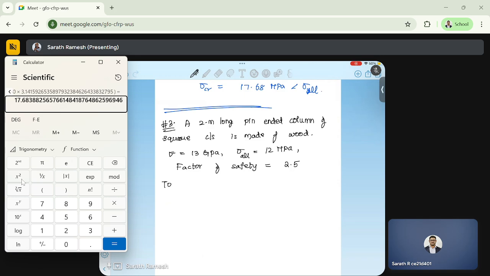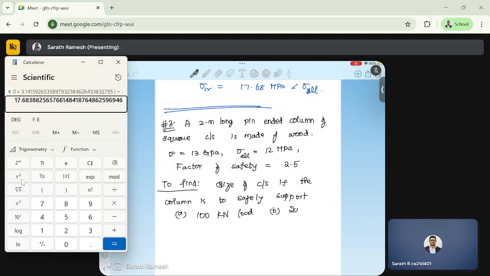We have to find the size of the cross section if the column is to safely support, first subdivision, 100 kilonewton load, second subdivision, 200 kilonewton.